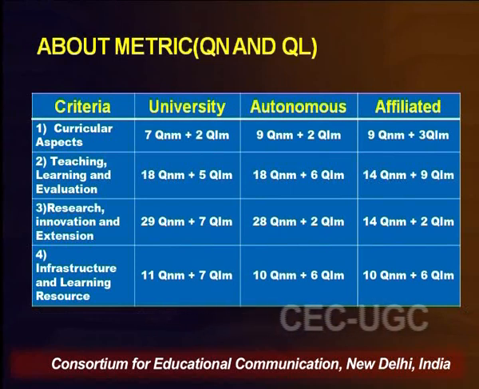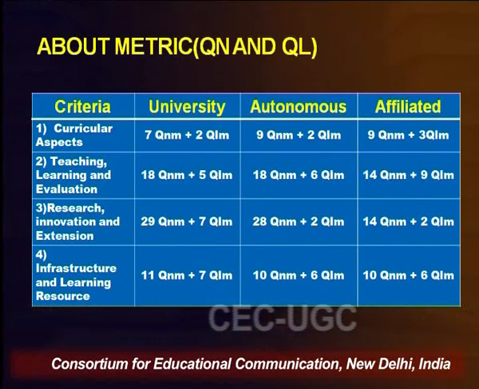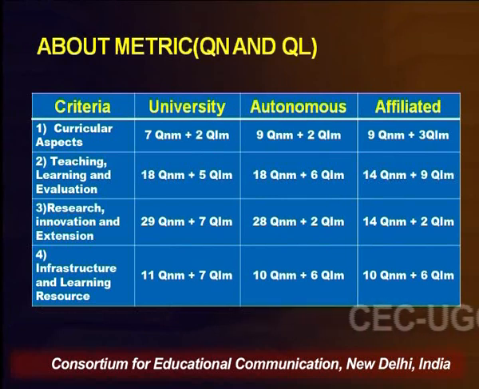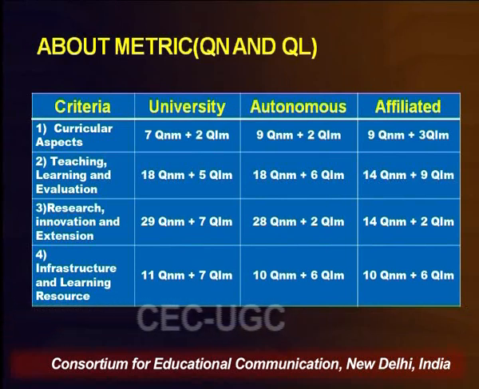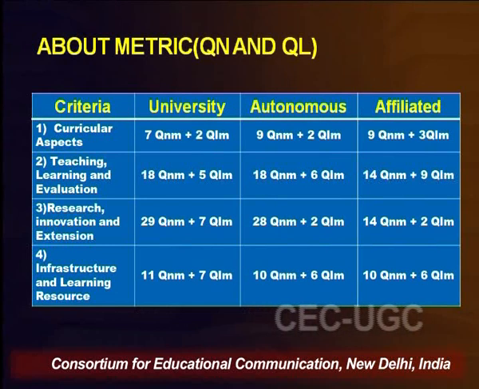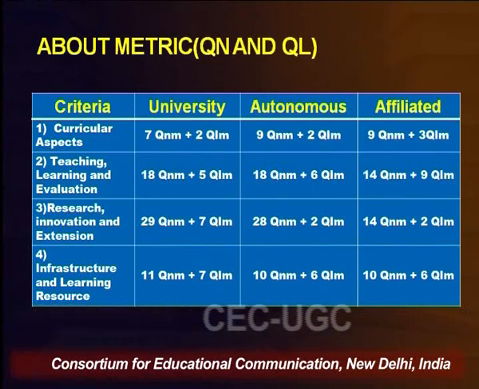In affiliated colleges, we have 14 and 2, followed by infrastructure and learning resources. We have 11 quantitative and 7 qualitative, 10 quantitative and 6 qualitative metrics in autonomous, and in affiliated colleges also 10 and 6. So more or less in autonomous and affiliated colleges, the quantitative and qualitative parameters are almost the same, whereas there is one more in the case of the university.